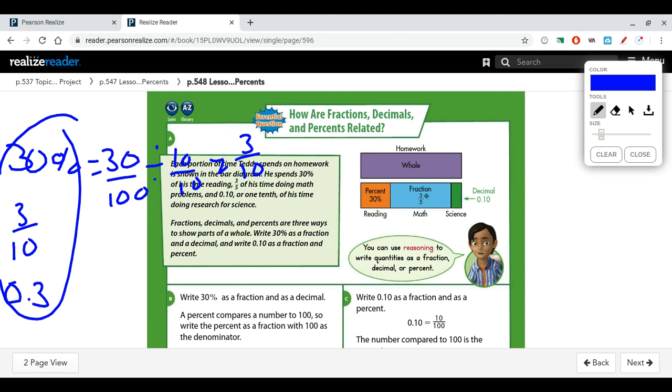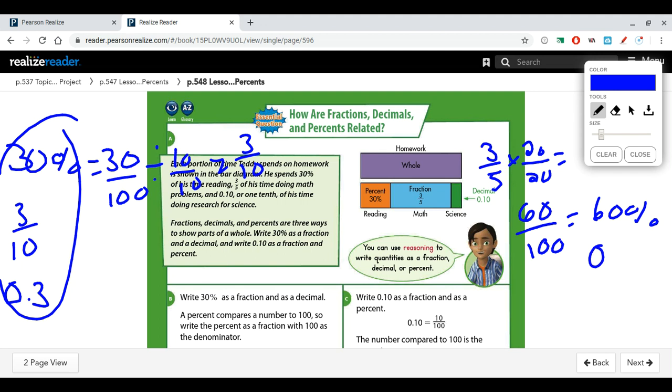For my fraction, what I would need to do is get to 100. So I would multiply these values by 20 to get to 100. And when I do that, I end up with 60 over 100, which would then be 60%. And then 60% would be equal to 0.6. Okay, so 3/5 is equal to the decimal 6/10, which is equal to 60%.